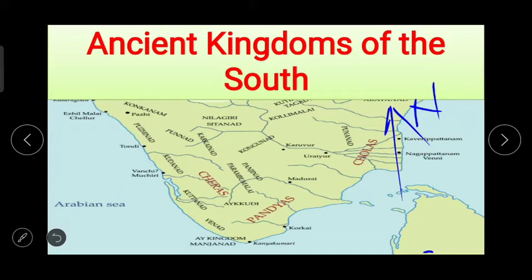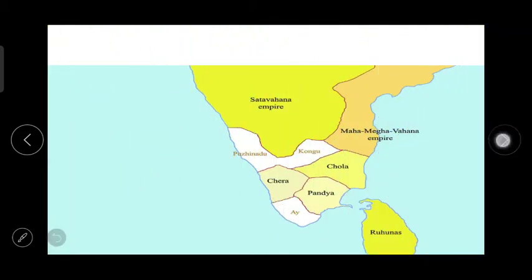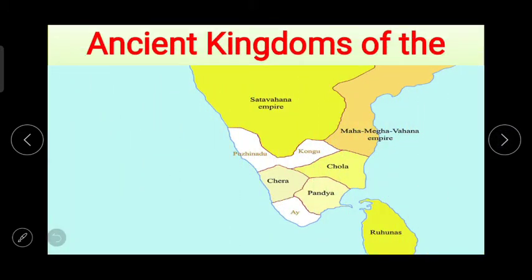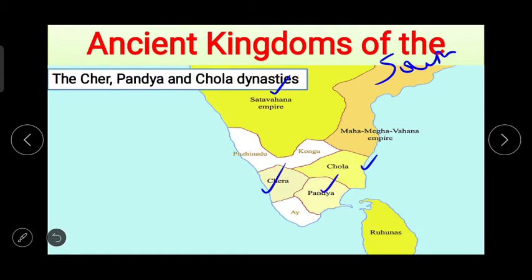And on the screen you can see Cheras here, then Pandyas, Cholas. So one by one we are going to talk in this topic about the ancient kingdoms of the south. Here this one, Satvahana Empire, then Chera, Chola, Pandya. About all these dynasties we have to talk today.